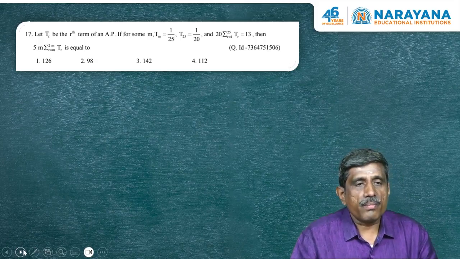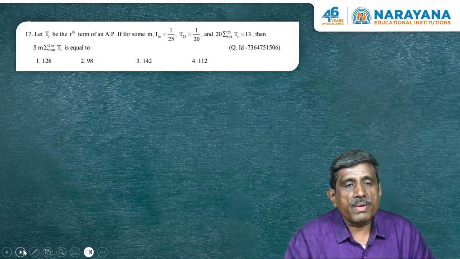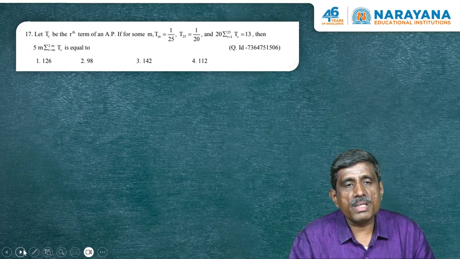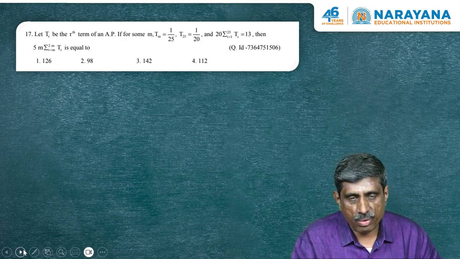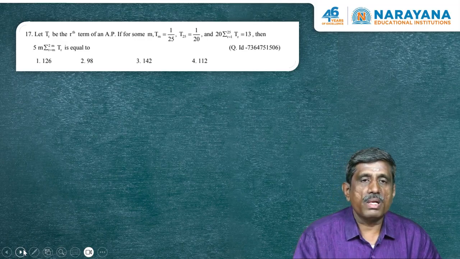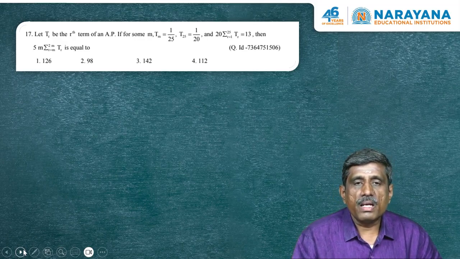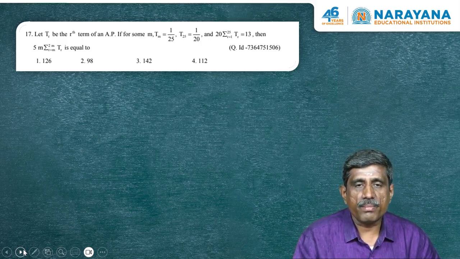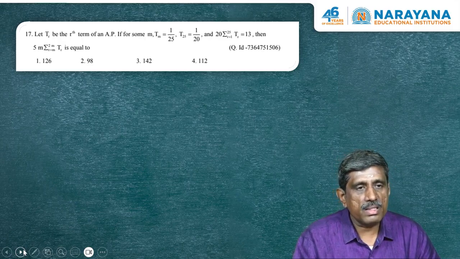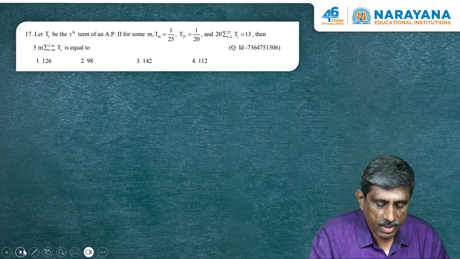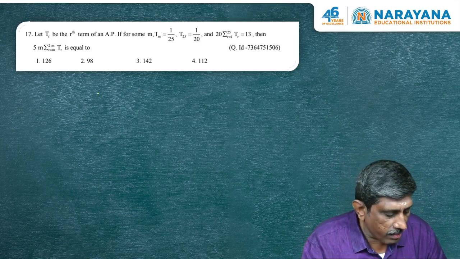Let Tr be the rth term of an AP. If for some m, Tm, I mean the mth term, is 1 by 25, T25 is 1 by 20, and 20 times sigma r is equal to 1 to 25, that is S25, is 13. Then what is the value of 5 times of m into sigma r is equal to m to 2m Tr? So, let us solve this now.